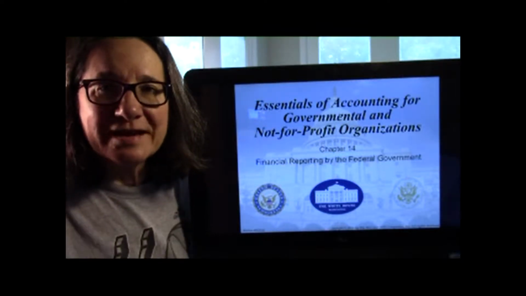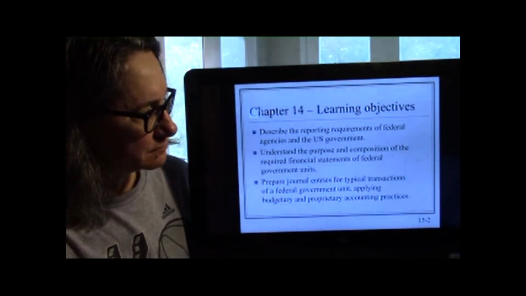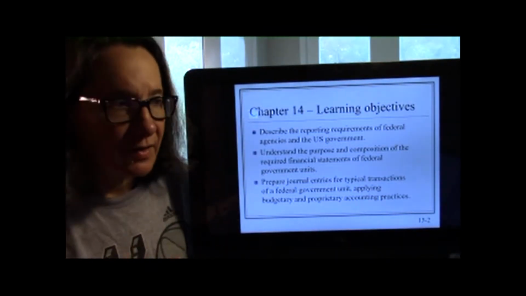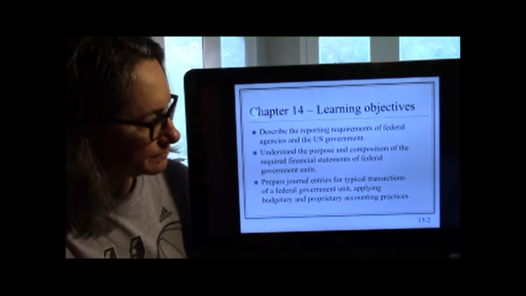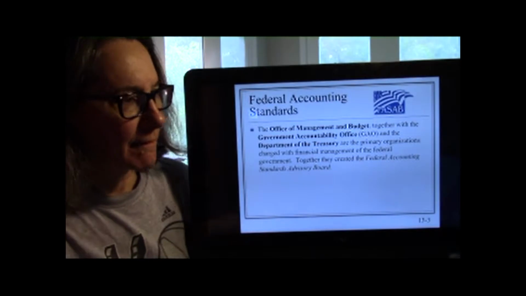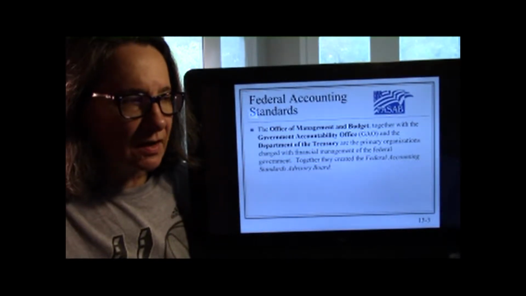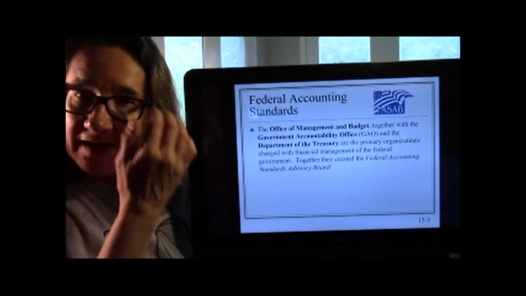Now we're down to the last chapter and we're going to talk about the federal government. So we're just basically going to learn how they report out and how they make their own rules. The federal accounting standards come from the FASAB, the Federal Accounting Standards Advisory Board.